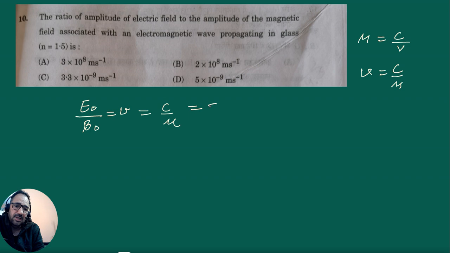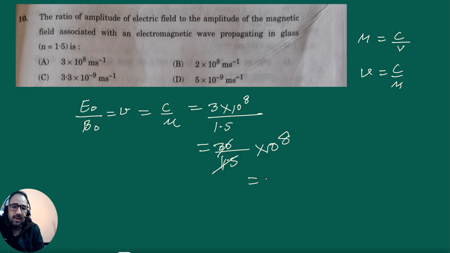Okay. So C is the speed of light, 3 into 10 raised to power 8, and mu is 1.5. It will come 30 upon 15 into 10 raised to power 8, and finally that is 2 into 10 raised to power 8 meters per second. You want to know that from where it is coming.